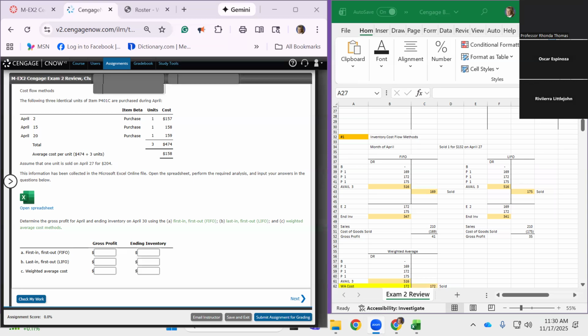Okay, we're going to start with chapter 6. Chapter 6 is all about inventory. If you look at each chapter, we have basic exercises that we have done, and it's the basic exercises that I'm going to try to test you on in each chapter as we review. And this review is worth 50 points.